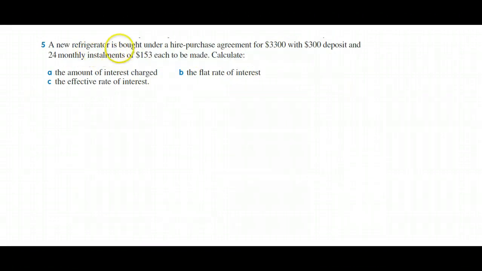Okay, in question 5, a new refrigerator is bought under a hire purchase agreement for this amount of money with a $300 deposit and 24 monthly installments of this to be made. We have to work out the amount of interest charged. Okay, the first bit's pretty easy.